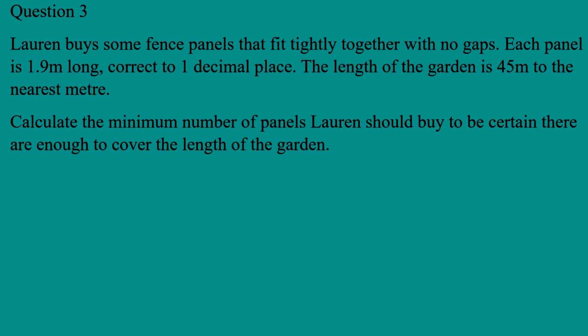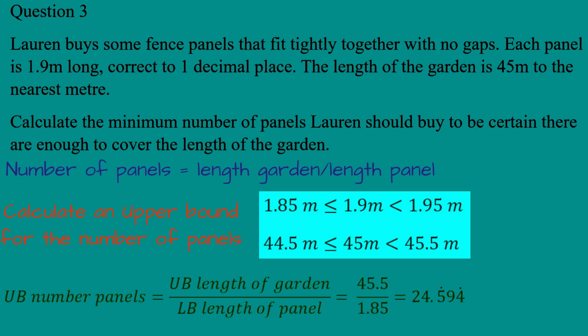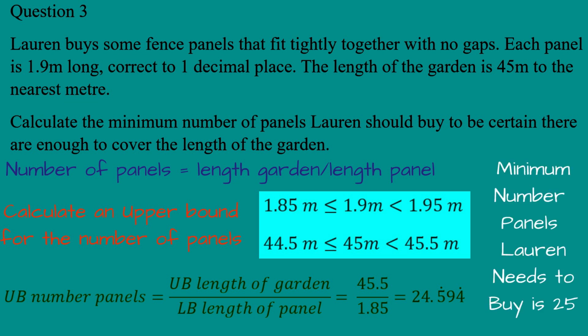What you need to calculate here is the upper bound for the number of fence panels, as the question states that Lauren needs to be certain there are enough panels. We start by calculating the bounds for the length of the panels, and the length of the garden, as both these values have been rounded. The upper bound for the number of panels is the upper bound of the length of the garden, divided by the lower bound of the length of the panel. We need to round this number up to the next whole number. So, the minimum number of panels that Lauren should buy is 25.